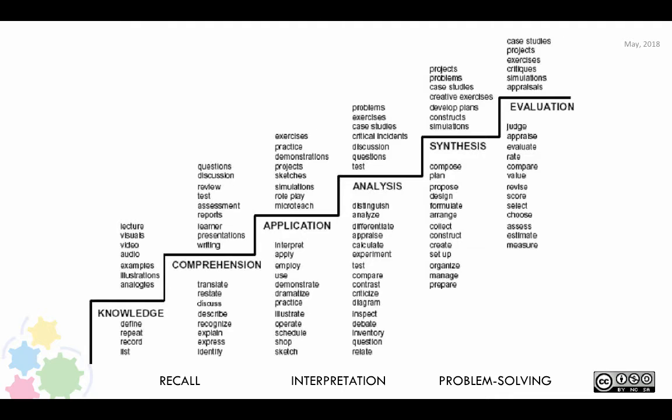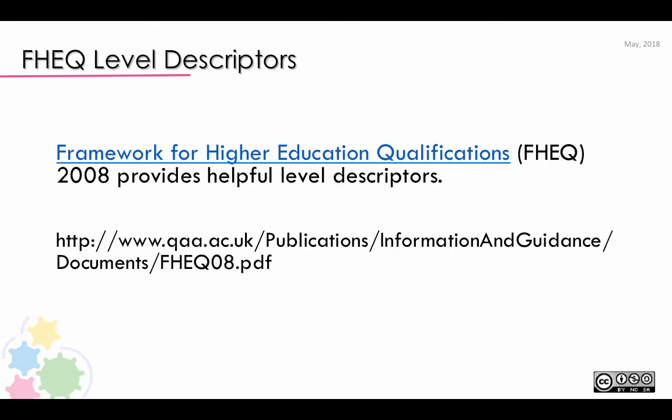So to begin with, these verbs describe things that are just requiring recall, then requiring slightly more sophistication with interpretation, and the most sophisticated of all, problem solving. You can use these verbs to help guide you when you're trying to write your intended learning outcomes. You can also use the Framework for Higher Education Qualifications 2008 publication, which again is easily available online, because this provides very helpful level descriptors that can help you in constructing your intended learning outcomes.